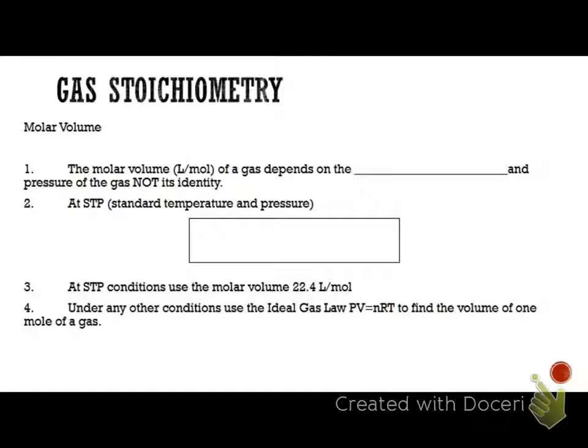So that brings us to gas stoichiometry. A couple of things we want to remember about gas stoichiometry. Recall that the molar volume depends on the temperature and pressure, not its identity. So for the same standard temperature and pressure, at STP, which was 1 atmosphere and 0 degrees Celsius, any gas is 22.4 liters per mole.